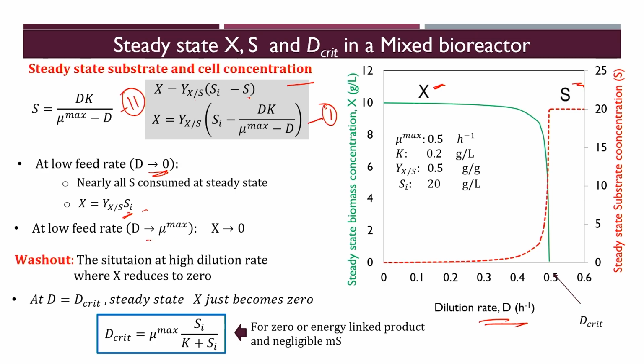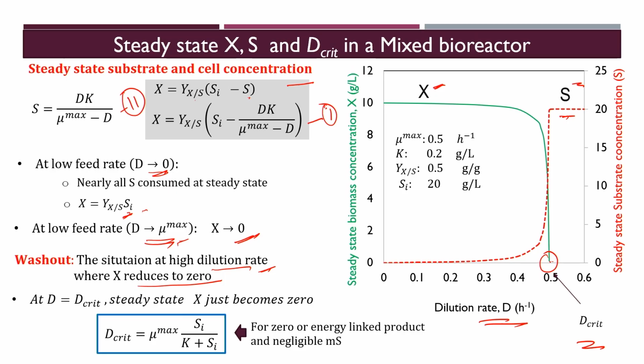But further, when this D reaches close to the mu max, then all of a sudden x becomes 0, and once x is 0, there is a sudden rise in the S value, and S becomes equal to Si. This dilution rate is known as the D critical. We can say this is also the washout condition, the situation at high dilution rate where x reduces to 0.